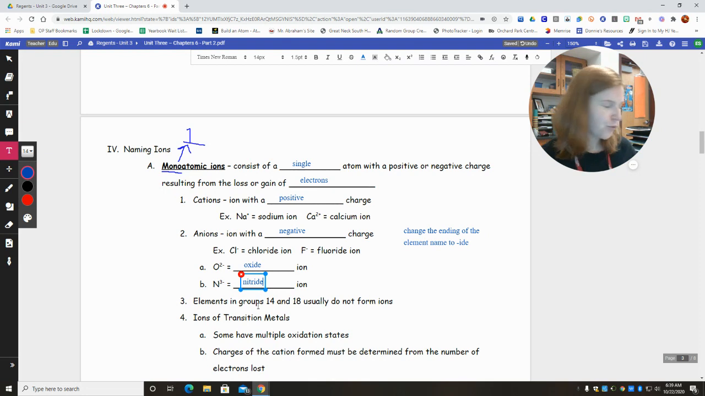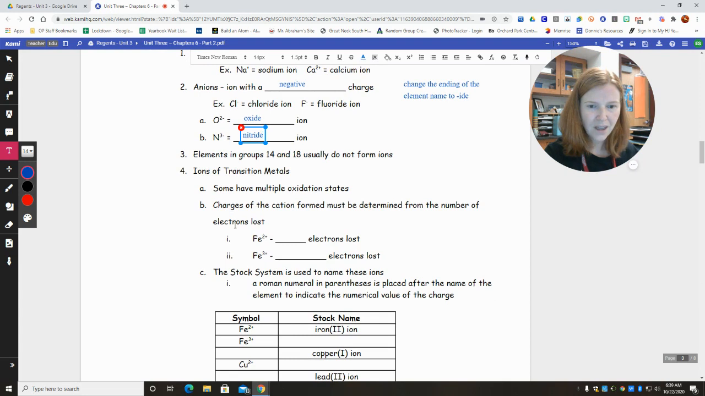Now, elements in group 14, so carbon, silicon, germanium, typically don't form ions. And our noble gases don't form ions. They're perfectly happy as they are because they already have 8 valence electrons. So you're not going to get an ionic form of neon. Some of the bigger noble gases like xenon, Xe, can be forced to become ionic, but it's not happy about it.